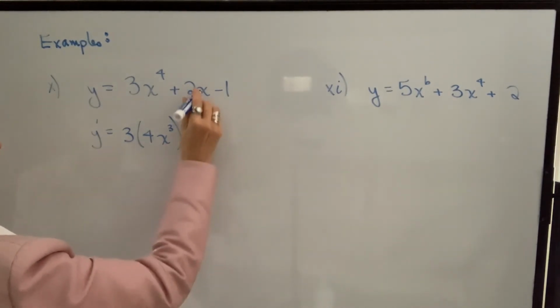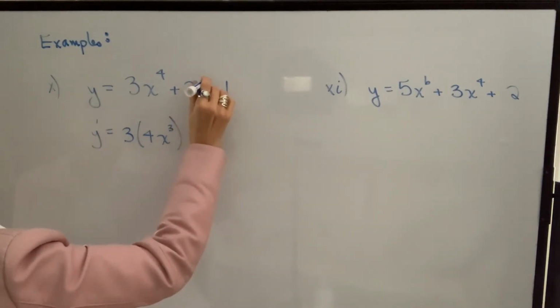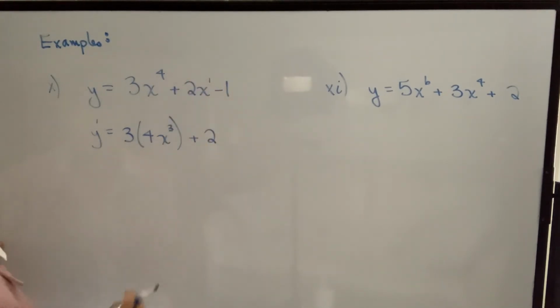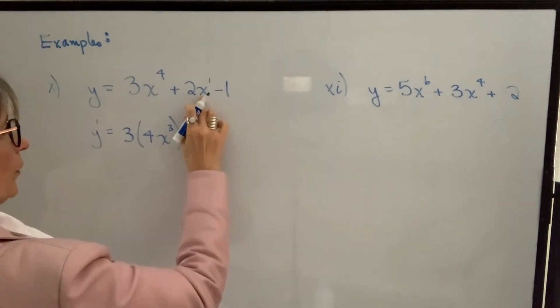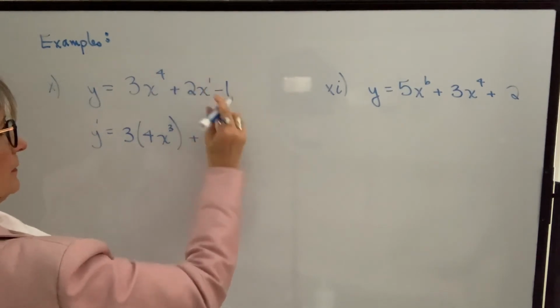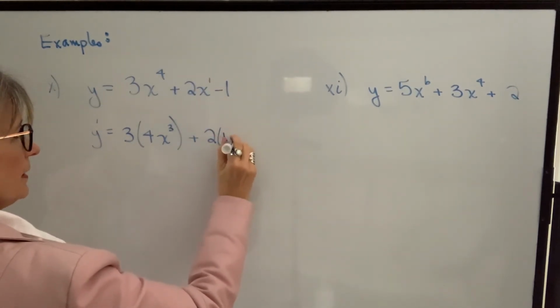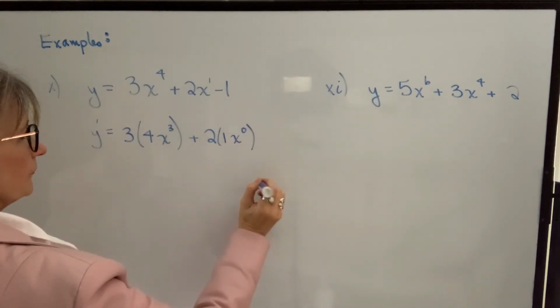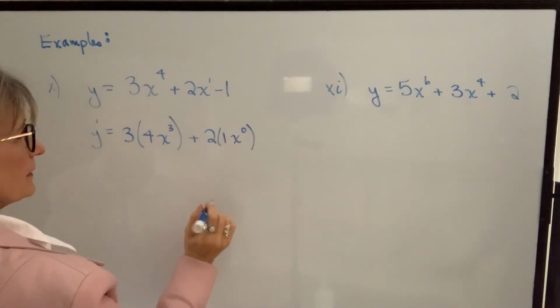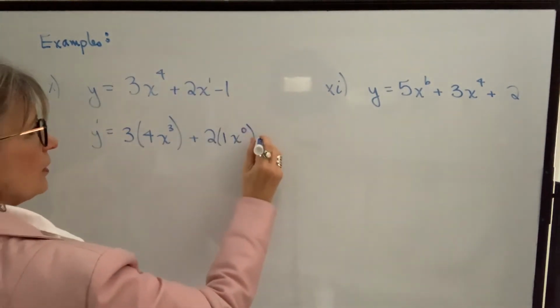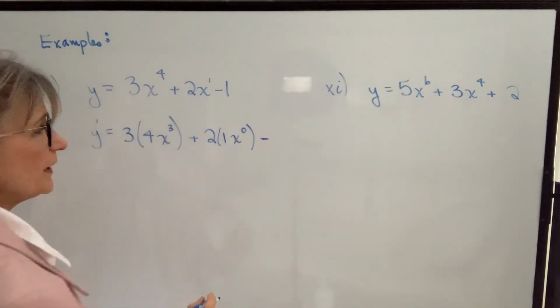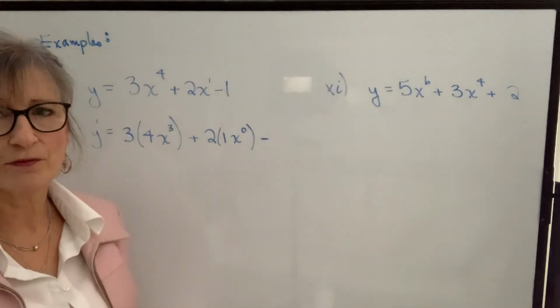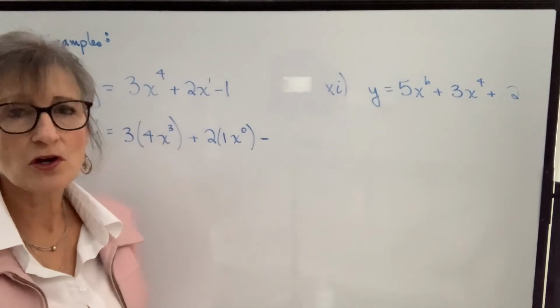In this next term, remember that that exponent is a 1. When I take the derivative of x to the 1, my n is 1, so it's 1 times x to the 1 minus 1, which I'll simplify in a minute. My last term is a constant. We learned our first rule says that if we have a constant, the derivative of a constant is 0.